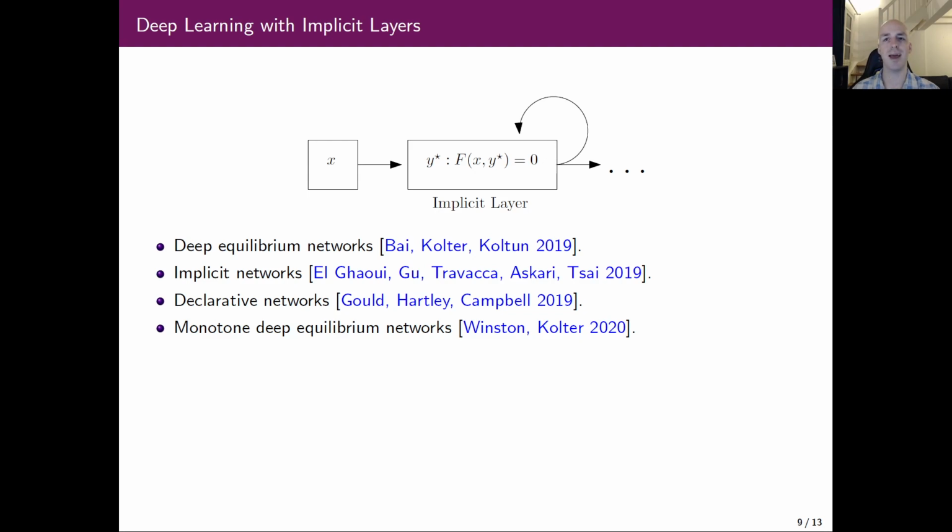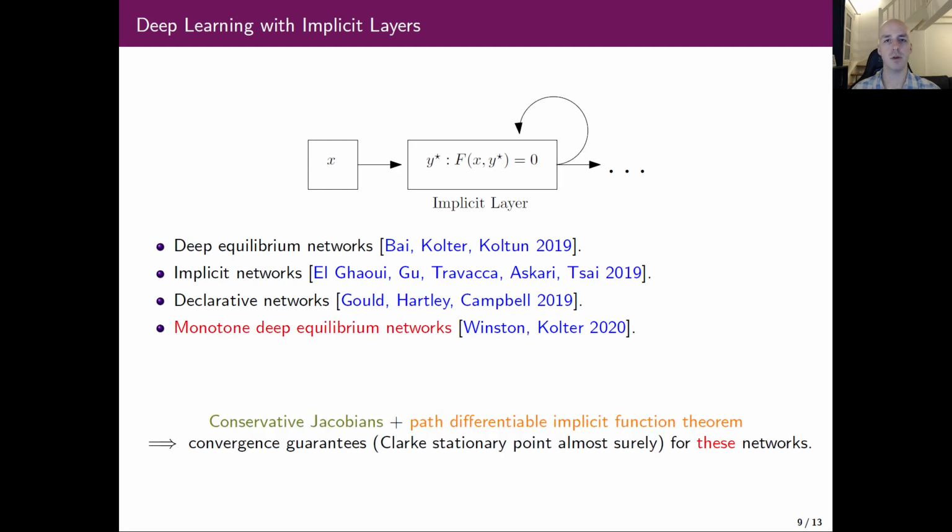We can see the fixed point layers, as described in several papers shown here, as the infinite depth analog of conventional explicit layers. In particular, the theory of conservative Jacobians, along with our path differentiable implicit function theorem, allow us provable convergence guarantees in the form of Clarke stationarity. This is to say that 0 is in the Clarke subdifferential of the limit point of SGD with a vanishing step size almost surely. We provide a detailed argument of this flavor for monotone deep equilibrium networks in our paper.